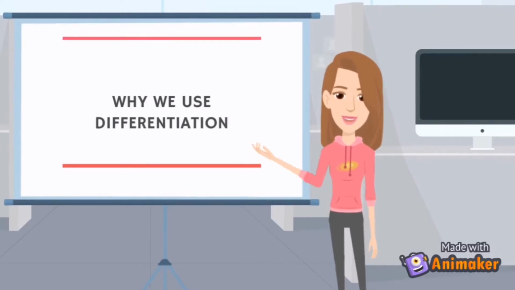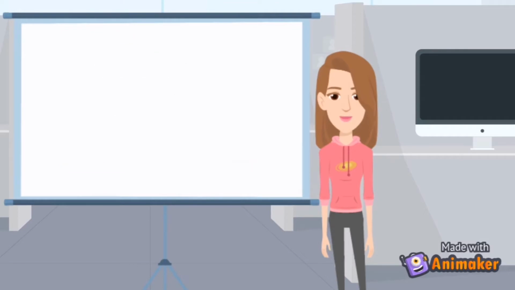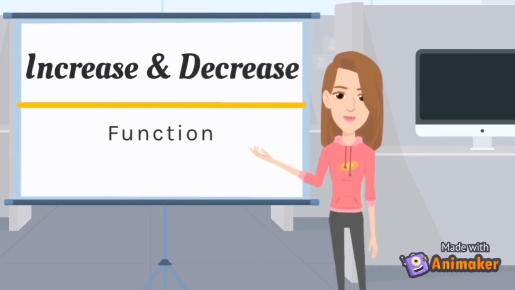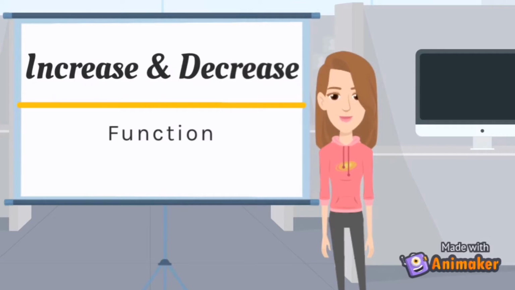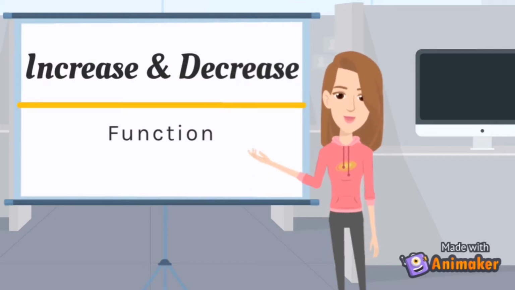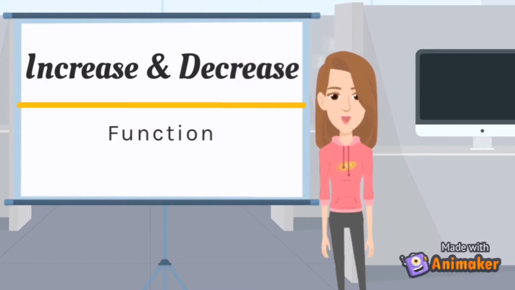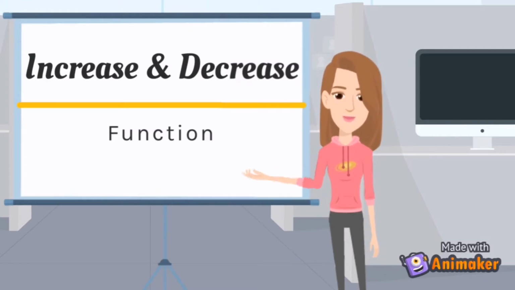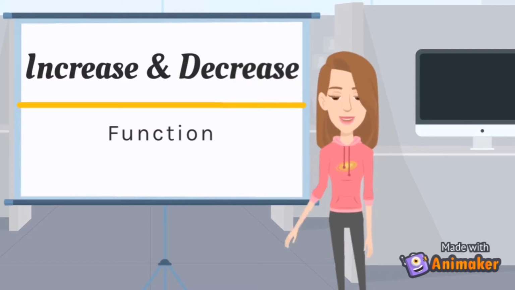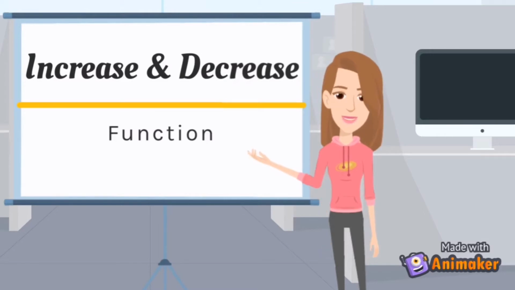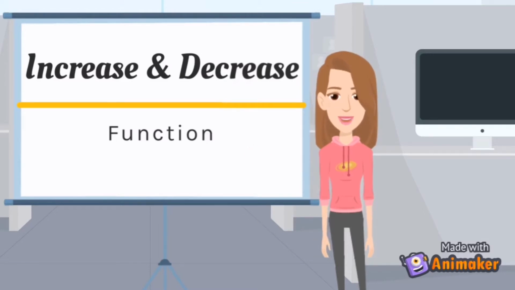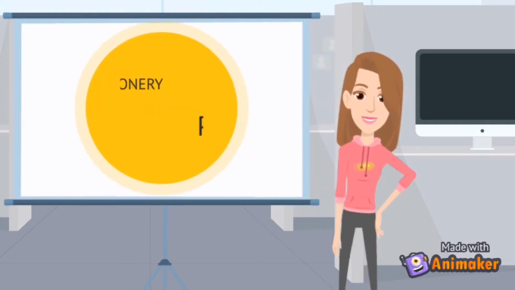Differentiation is used for increasing and decreasing functions, where if x1 is more than x2, then f(x1) is more than f(x2). So as x increases, f(x) increases. A decreasing function is a function which decreases as x increases. A function may be increasing in some places and decreasing in others. A point where a function changes from increasing to decreasing or vice versa is known as a turning point. It is a type of stationary point on a graph where the gradient is zero.